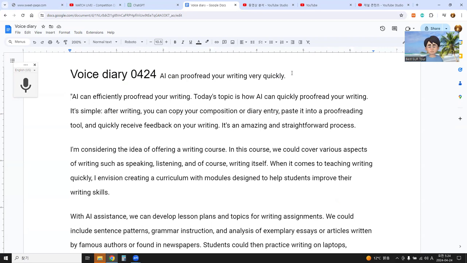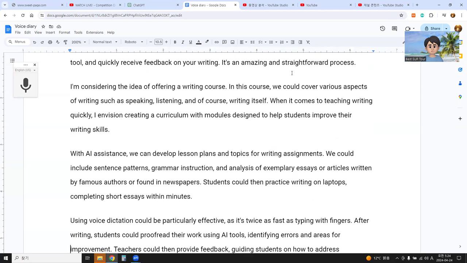I'm considering the idea of offering a writing course. In this course, we could cover various aspects of writing, such as speaking, listening, and of course, writing itself. When it comes to teaching writing quickly, I envision creating a curriculum with modules designed to help students improve their writing skills. With AI assistance, we can develop lesson plans and topics for writing assignments. We could include sentence patterns, grammar instruction, and analysis of exemplary essays or articles written by famous authors or found in newspapers. Students could then practice writing on laptops, completing short essays within minutes.